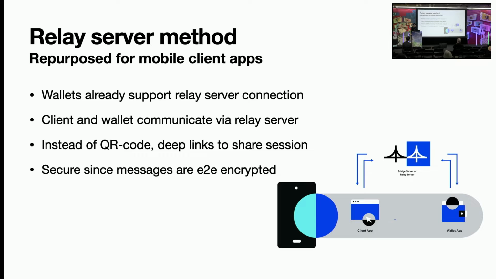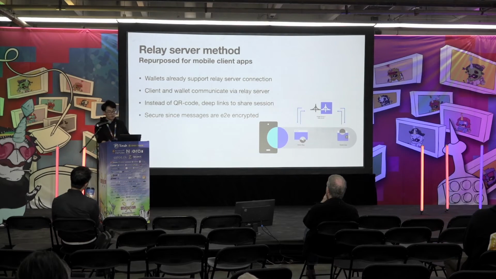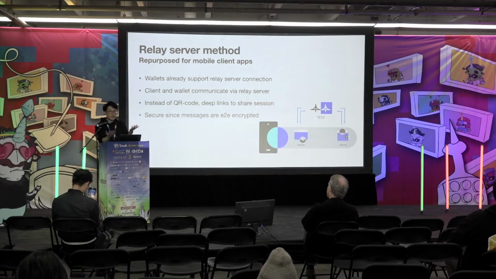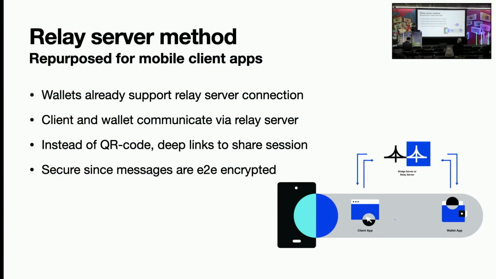Then, what about the relay server method? Actually, it seems a lot more promising because first of all, wallets already know how to talk to these relay servers. And here, you don't need to scan the QR code because you can just share the session info with a deep link, and it's already end-to-end encrypted, so it's secure. All good.